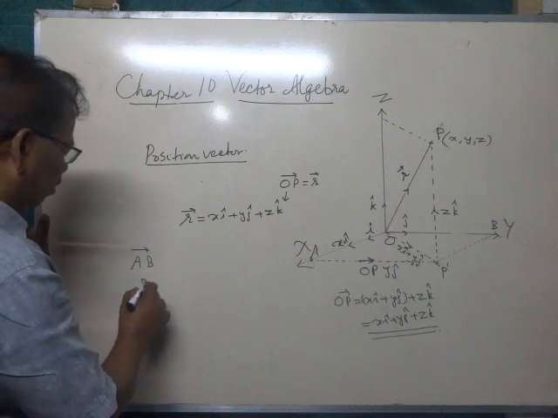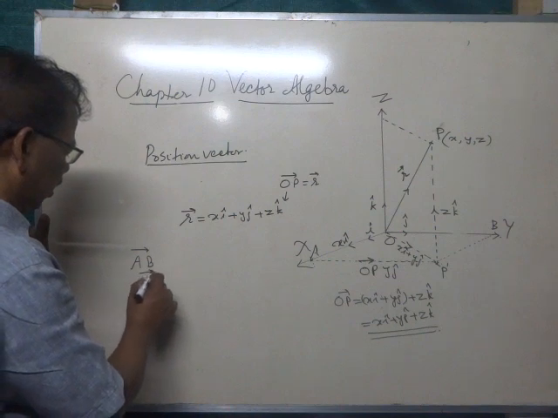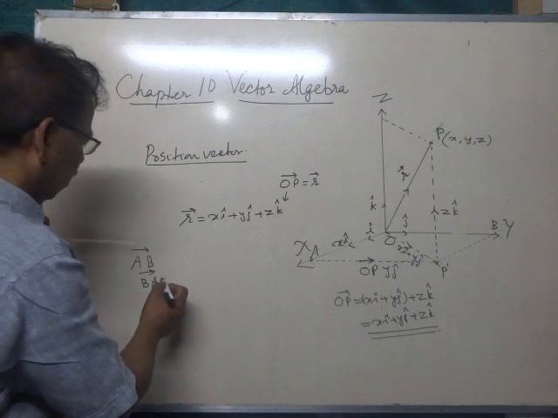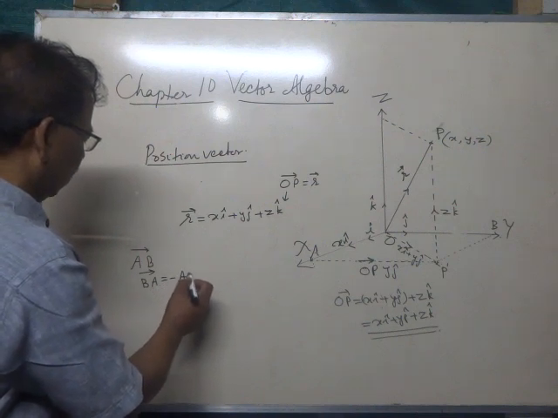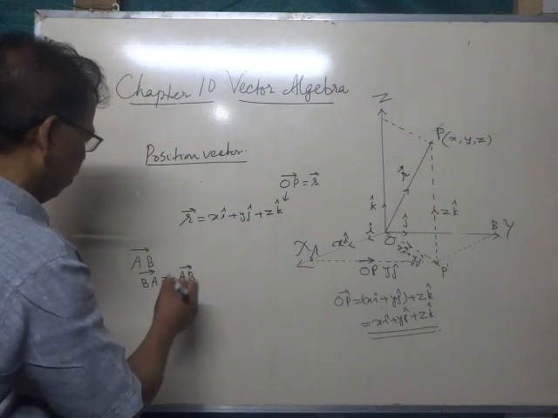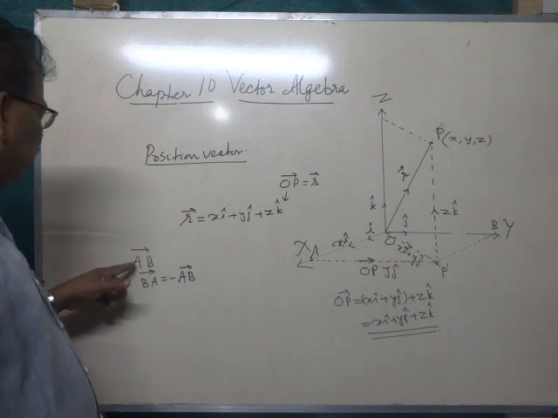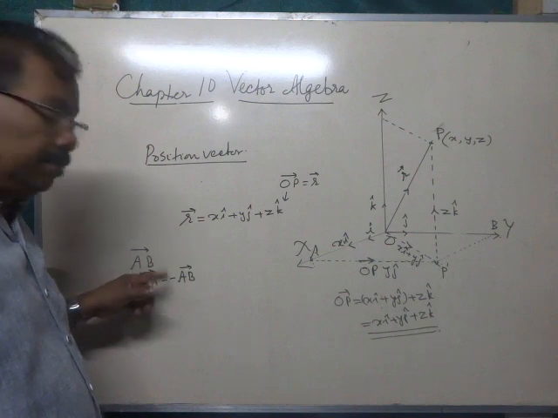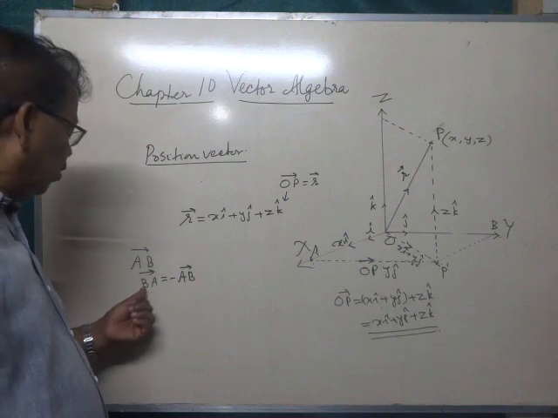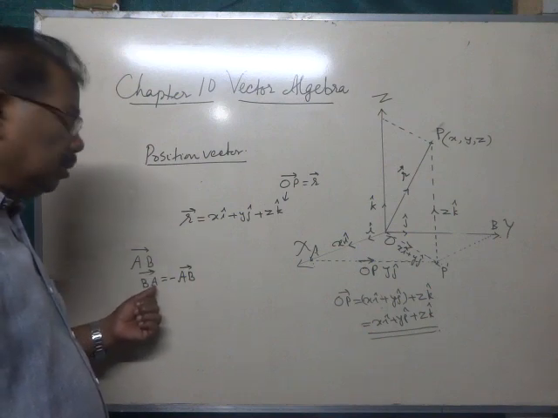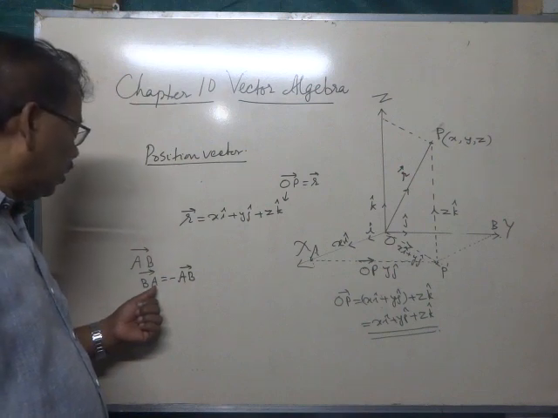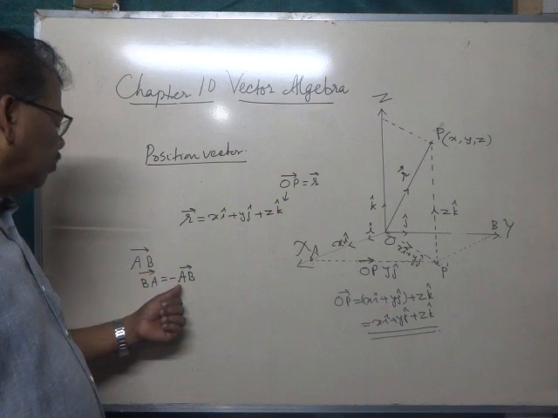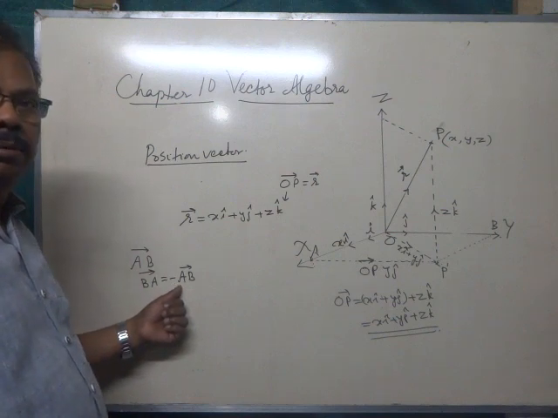If we take BA, then it will be the negative of the vector AB. In this case, the initial point is A and it is directed to B, therefore it is vector AB. Here it is initial point B and terminal point A, therefore it is vector BA, which is equal to negative of vector AB.